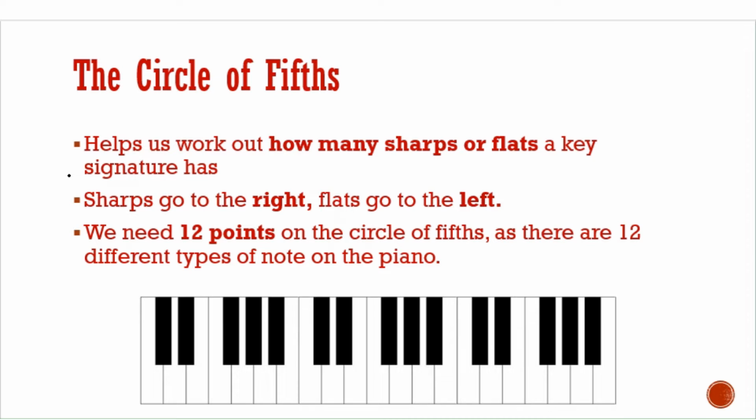On the circle of fifths, there are 12 different points for the 12 different notes on the piano, because each of those notes has its own key signature. So we've got 1, 2, 3, 4, 5, 6, 7, 8, 9, 10, 11, 12. All of those, before we start again at C, they all need their own point on the circle because they all have their own key signature.